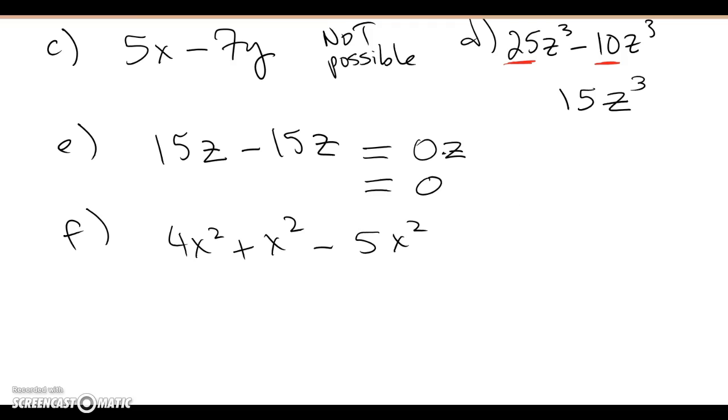How about part F? It looks like they're all like terms, and the x squared really has an invisible coefficient 1.